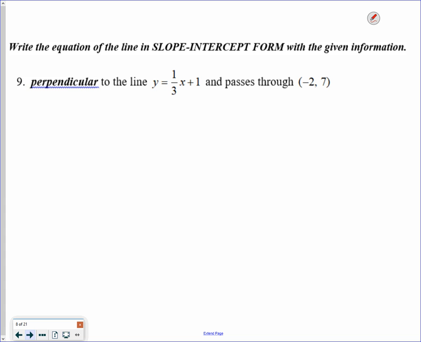Perpendicular. Now, perpendicular lines have opposite and reciprocal slopes. So if the original line has a slope of 1/3, the perpendicular slope over here is negative 3. Notice it's the opposite sign and the reciprocal.